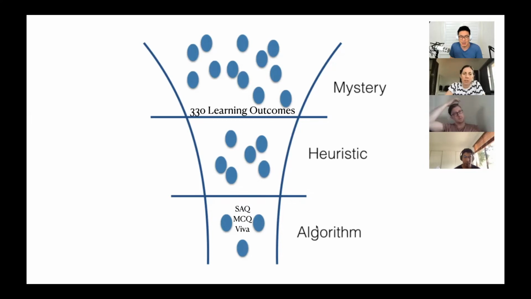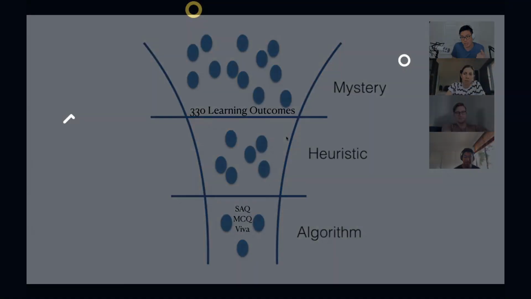And then after that, we have an algorithm to describe these 330 learning outcomes. The algorithm that we finally figure out is that it's a short answer, MCQ, and Viva exam. That's the way we need to funnel our knowledge. The key thing is that getting from here to here for these 330 learning outcomes, I'm going to be honest with you, it takes 2 to 3 years, but we are expecting you to do it in 1 year.